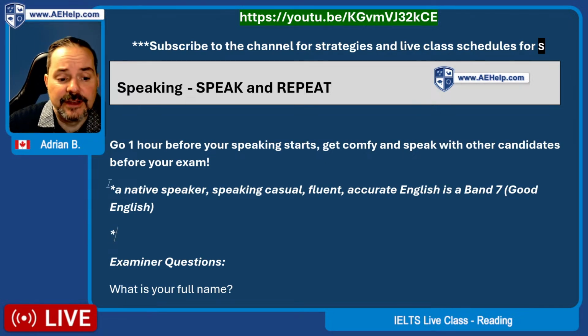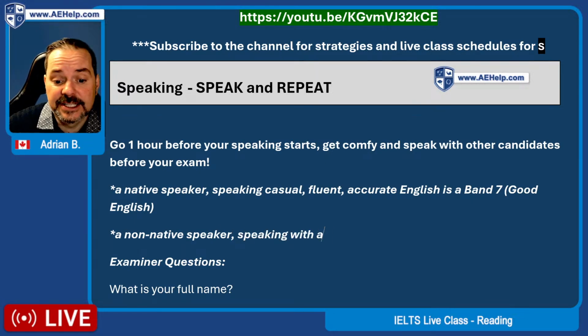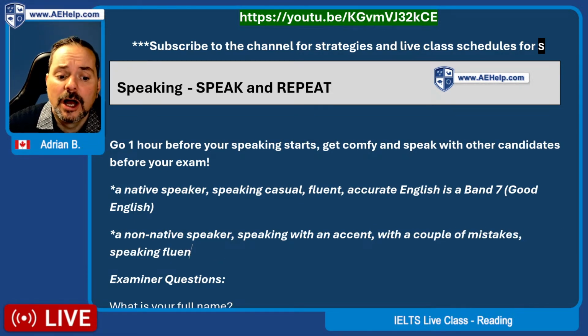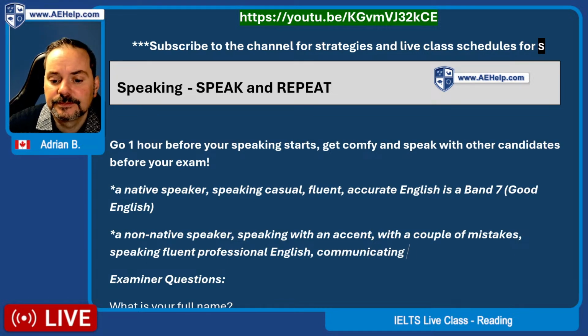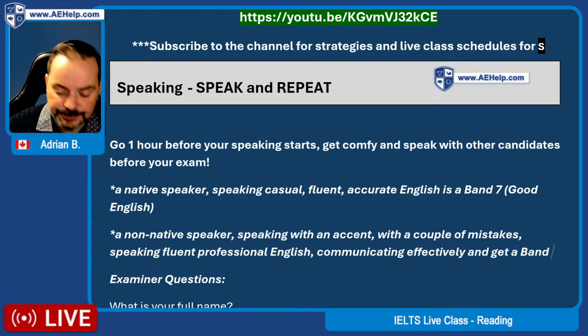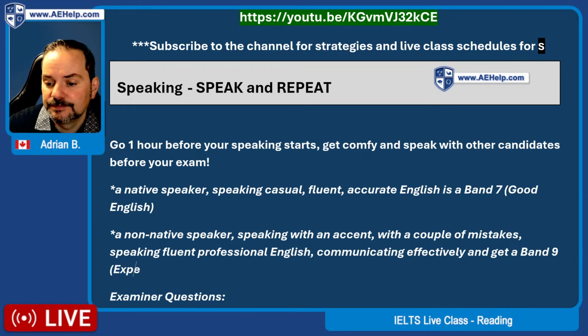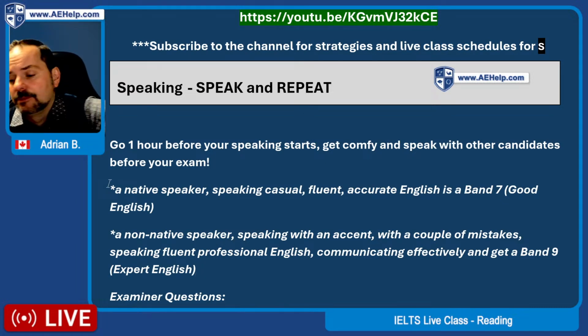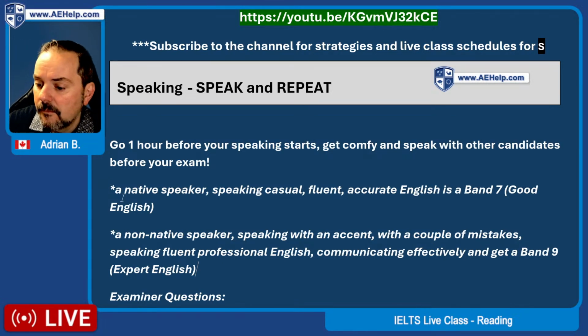Okay. You could have a non-native speaker speaking with an accent, with a couple of mistakes. Not many though, right? Speaking fluent, professional English, communicating effectively, and get a band 9, which is expert English. Okay, so it's not about being a native English speaker. Nobody cares about that. Okay, everybody got that?